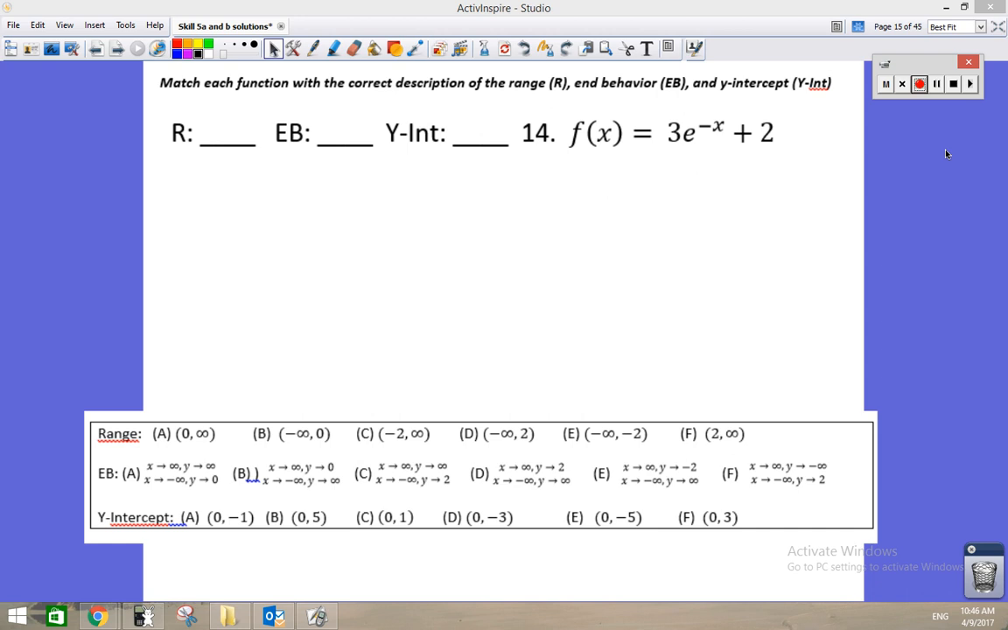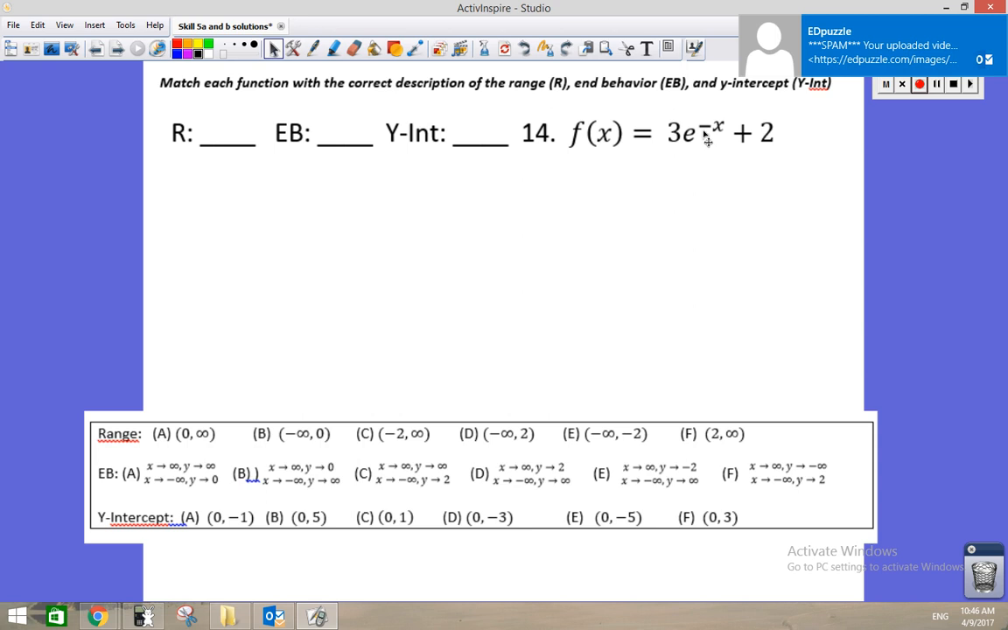Let's take a look at this problem. We have a function that is an exponential function. The base is e, the natural number, which is approximately 2.718. We have three transformations. A reflection across the y-axis is the only transformation that's affecting the x-coordinate. The other two transformations, multiplying by 3, which takes the output of this exponential function and multiplies it by 3, is a vertical stretch, and the plus 2 is lifting the graph up 2 units.